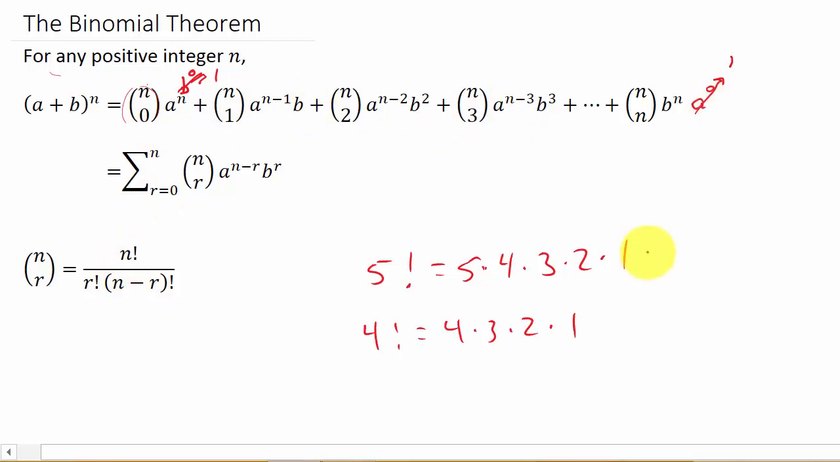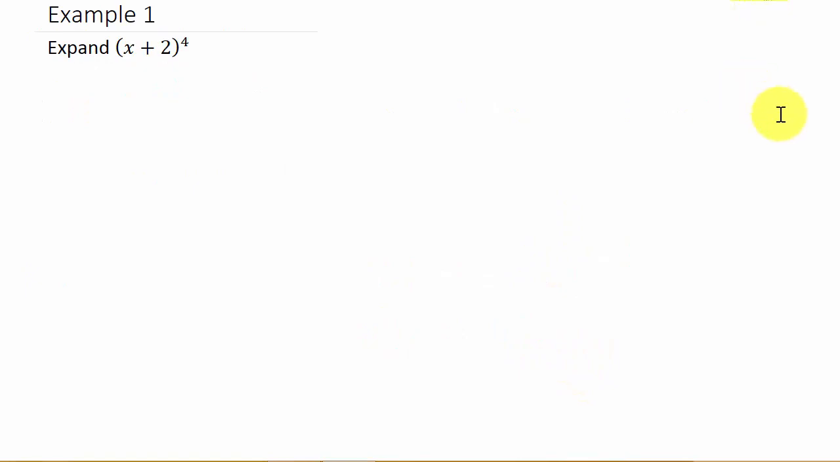All right, so let's go ahead and take a look at our example. So we're going to expand this. In this problem, we can see that a is equal to x. That's this first term here. B is equal to this last term here, 2. And n is equal to 4.